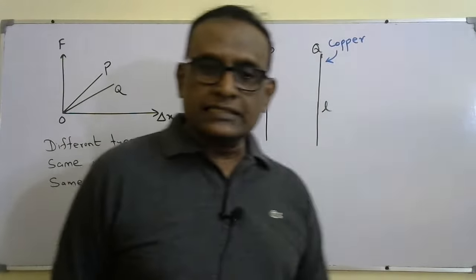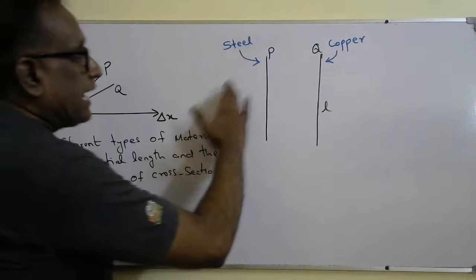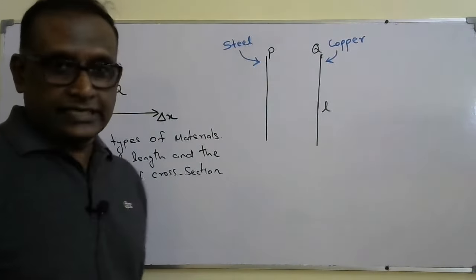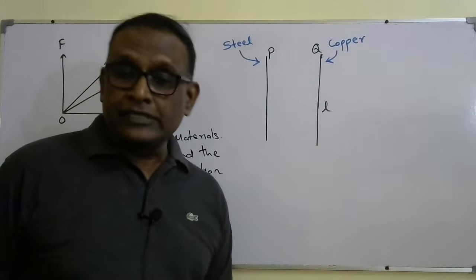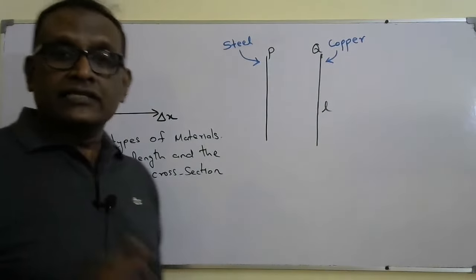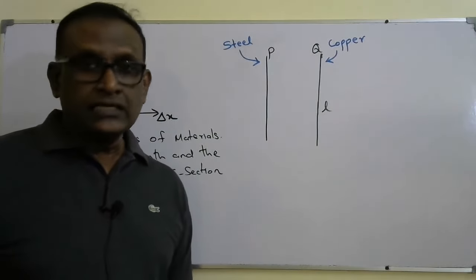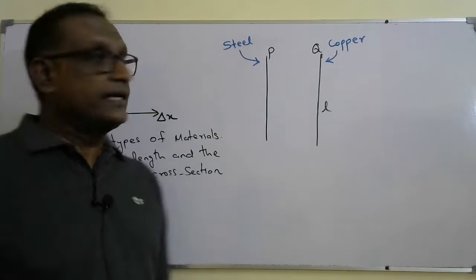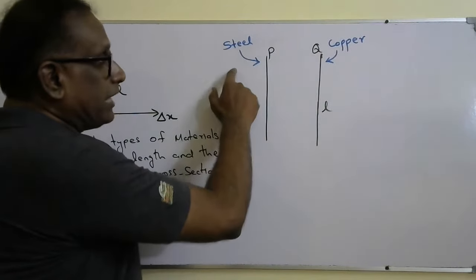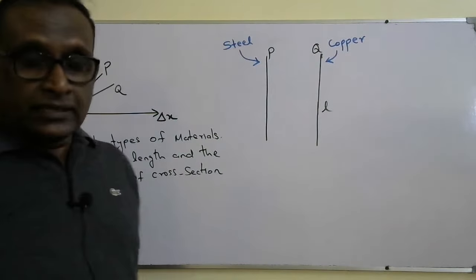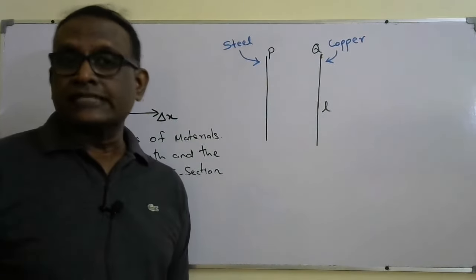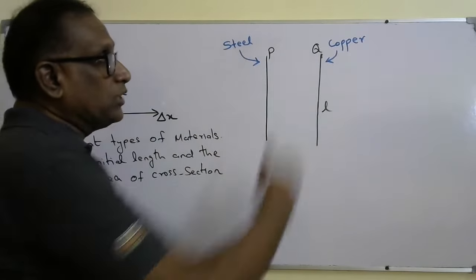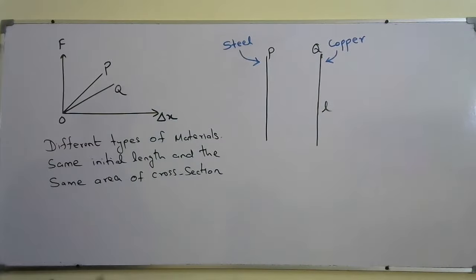Okay, now consider another type of analysis. There we consider the same length of wires with the same area of cross section. That means exactly the same dimensions. Both P and Q have exactly the same dimensions, but they are made of different types of materials. P is made of steel, Q is made of copper. Same length, same area of cross section, different types of material.